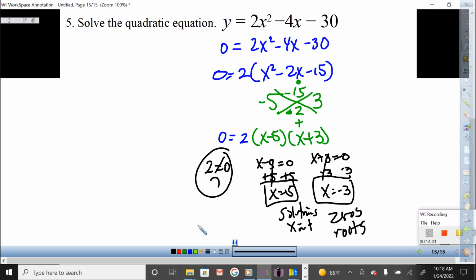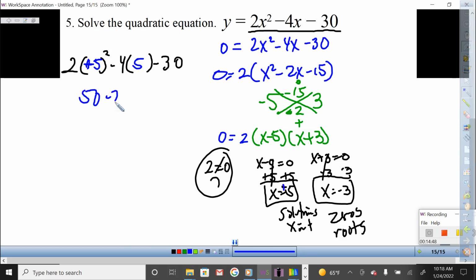Well, because if I was to take the original equation, this one, and I would write 2 parentheses squared minus 4 parentheses minus 30, and instead of x, I substituted these values, guess what I would get? Wild guess? Yeah, I would get 0. With 5: what is 5 squared times 2? 50. Negative 4 times 5, negative 20. Bring down negative 30. Combine, negative 50. What is 50 minus 50?